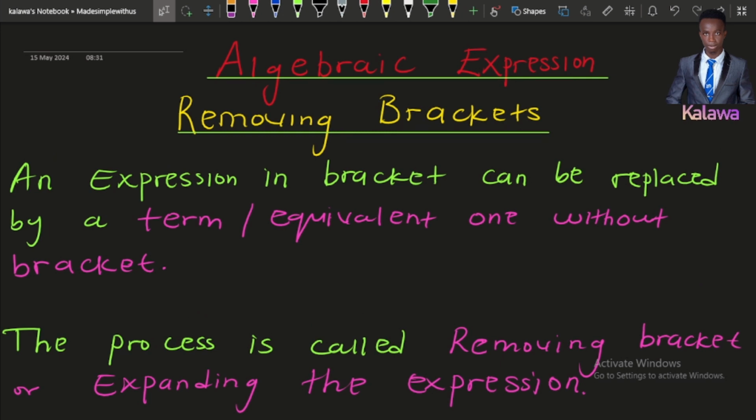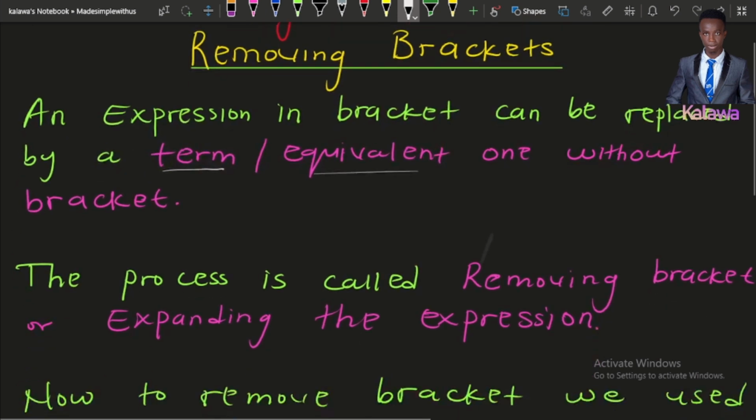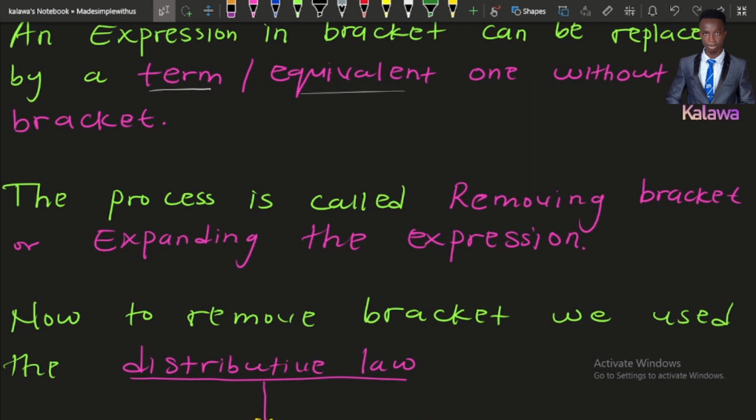So today again we are moving to part 4 of the video, and today we are going to understand how we remove brackets in any given algebraic expression. So we can proceed now. An expression in brackets can be replaced by a term, or we say what's equivalent to one without brackets. Now, the process is called removing brackets, or expanding brackets.